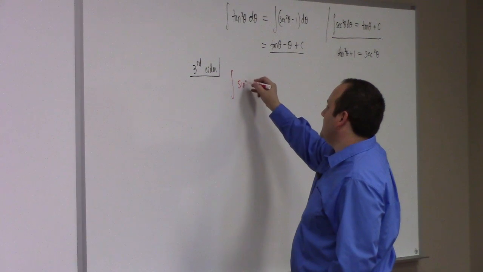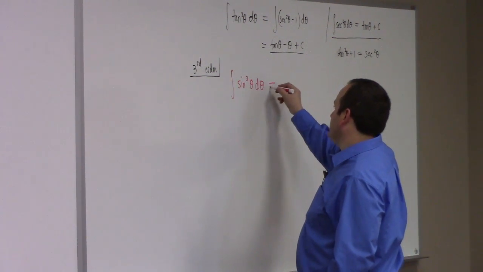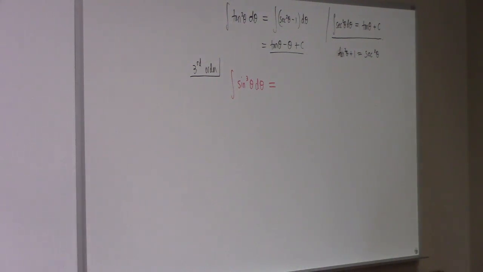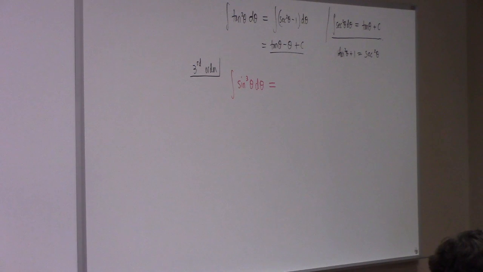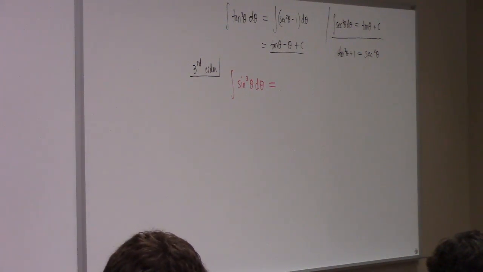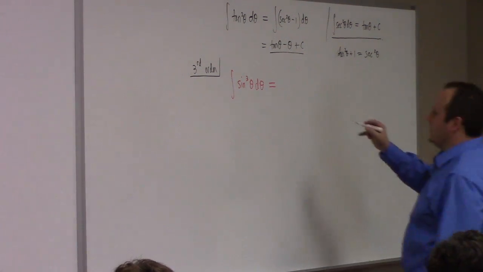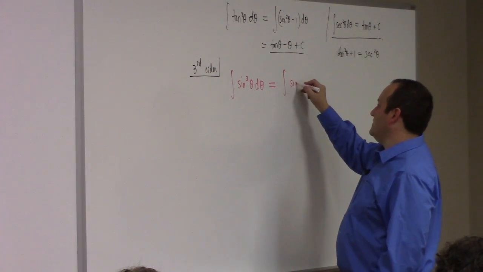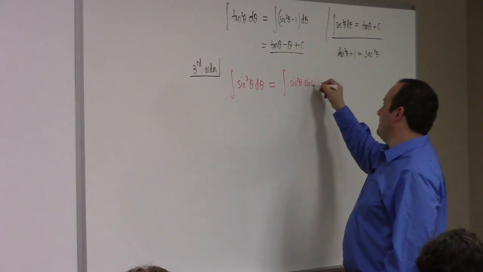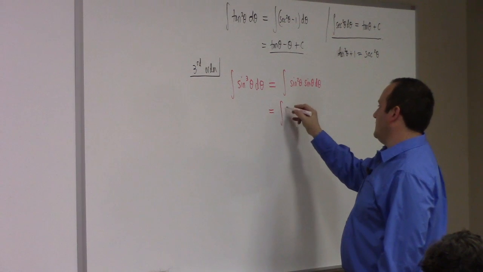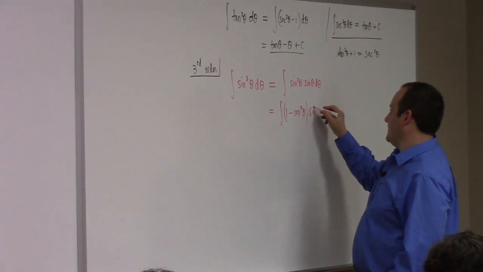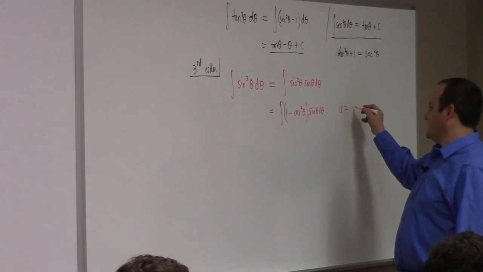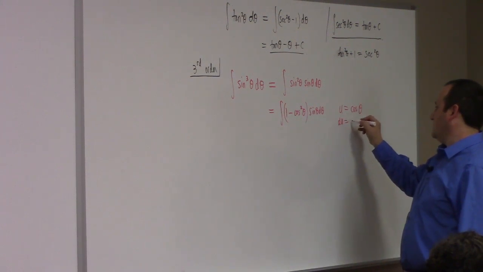So let's see here. Integral of sine cubed theta. It's weird. Even powers are harder, I think, than odd powers for sine and cosine. And it flips over. Even powers are easier for tangent and secant, and odd powers are harder for tangent and secant. There's some kind of duality there. So this is what? This is sine squared theta times sine theta d theta, which is the integral of 1 minus cosine squared theta times sine theta d theta. So if we let u equal cosine theta, du is minus sine theta d theta.